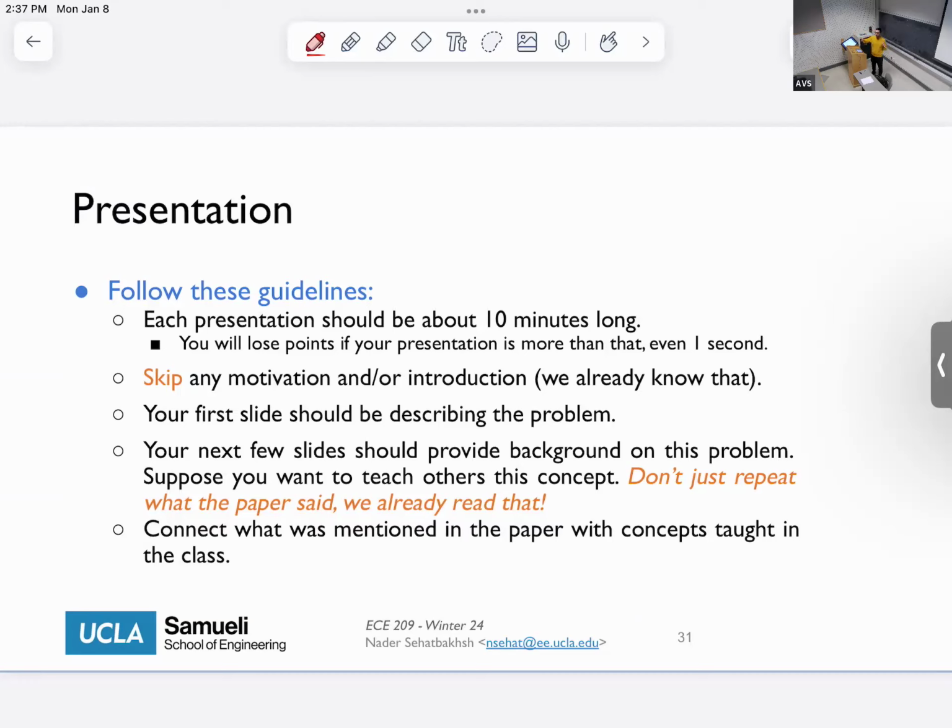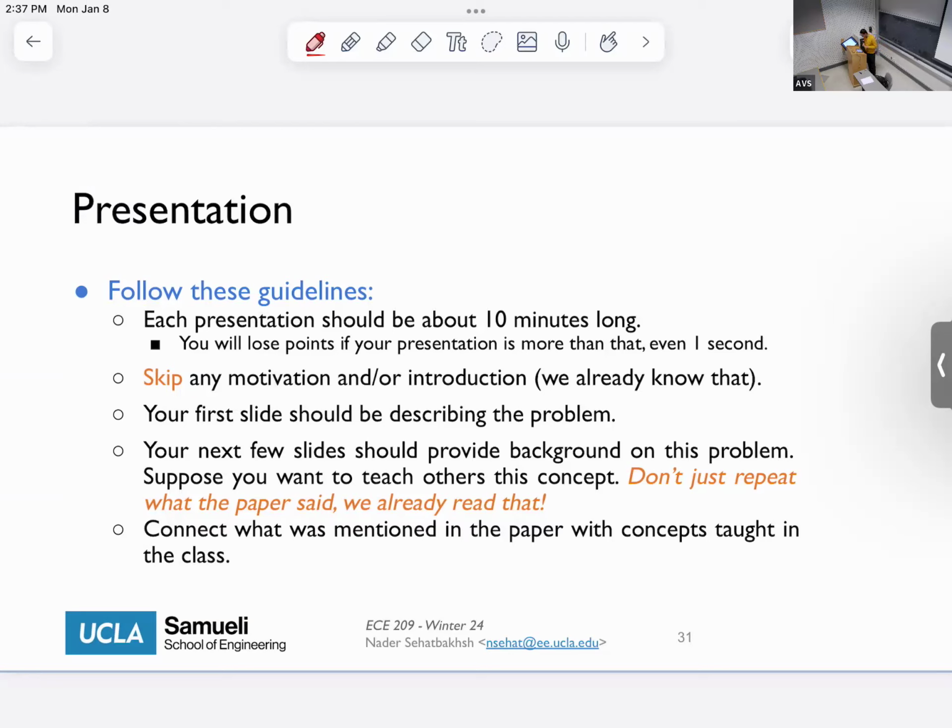Skip any sort of motivation or introduction, because usually the idea is that I already gave you the introduction during my own lectures. So the paper presentation is kind of the next step. So don't start from the beginning of why, for example, IoT matters or why security matters, stuff like that. The best way to do this is that your first slide should be the specific problem that's trying to be solved in that paper.